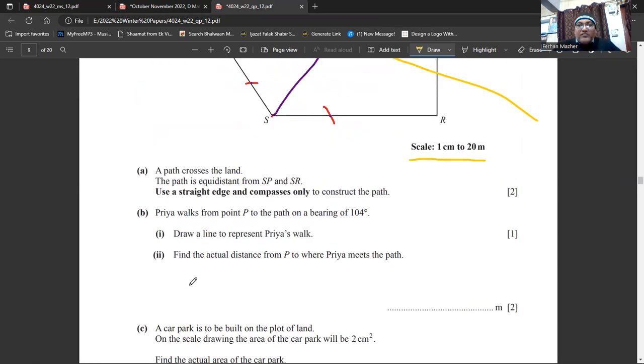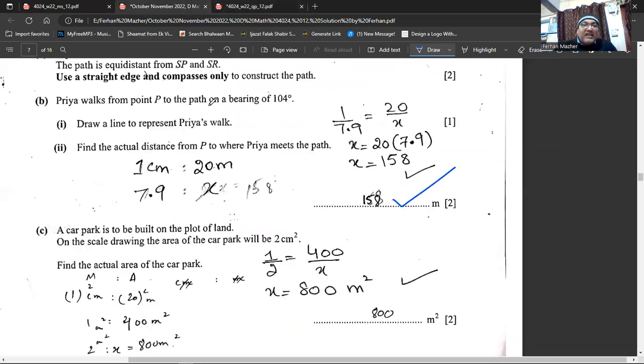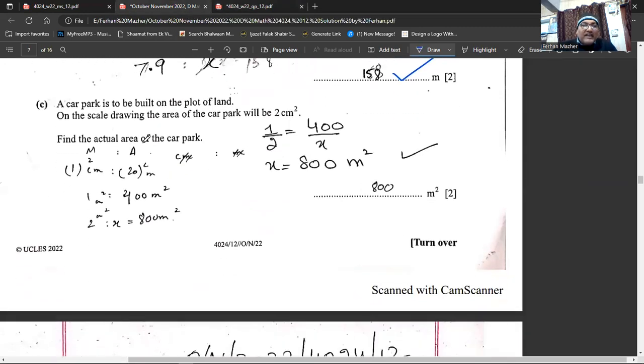Okay. So here we have the scale of the length, and we have a question on area. So the scale of the length is 1 centimeter equals 20 meters. For using this scale for the area, you have to first of all take the square on both sides. So 1 centimeter squared will be equal to 400 meters squared. Something on the map which is 2 centimeters squared, how much will it be in actual? That will be x. So 1 by 2 will be equal to 400 by x.